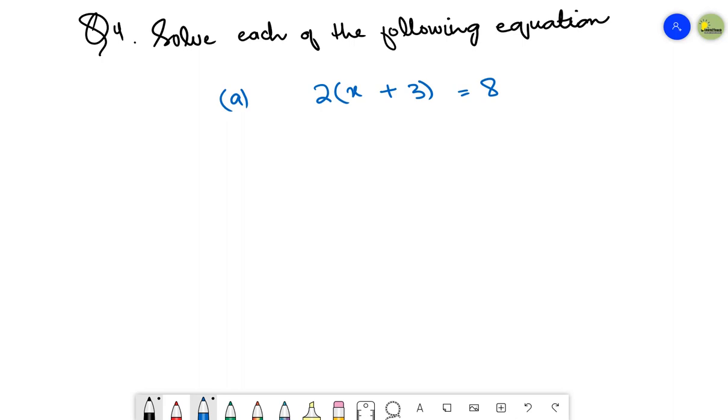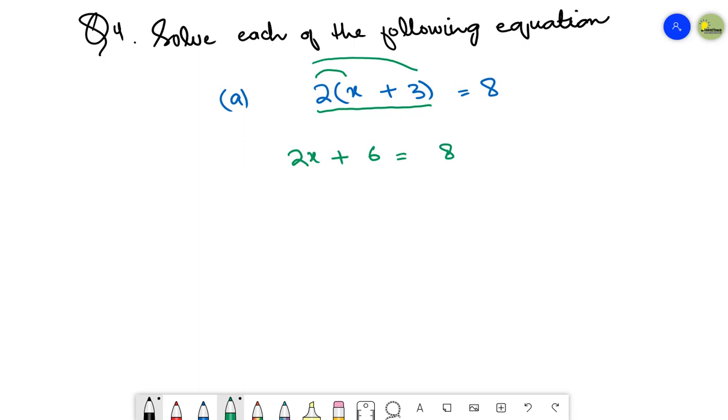Okay, starting from part A. In part A, I have 2 multiplying with a bracket, that is x plus 3 equals to 8. First of all, what you need to do, you have to solve this particular expression. 2 multiplying with x plus 3 means that you need to multiply 2 with x and then 2 with 3. So open the bracket and get the answer. 2x plus 2 3s are 6 equals to 8. In this way, you have opened the bracket.